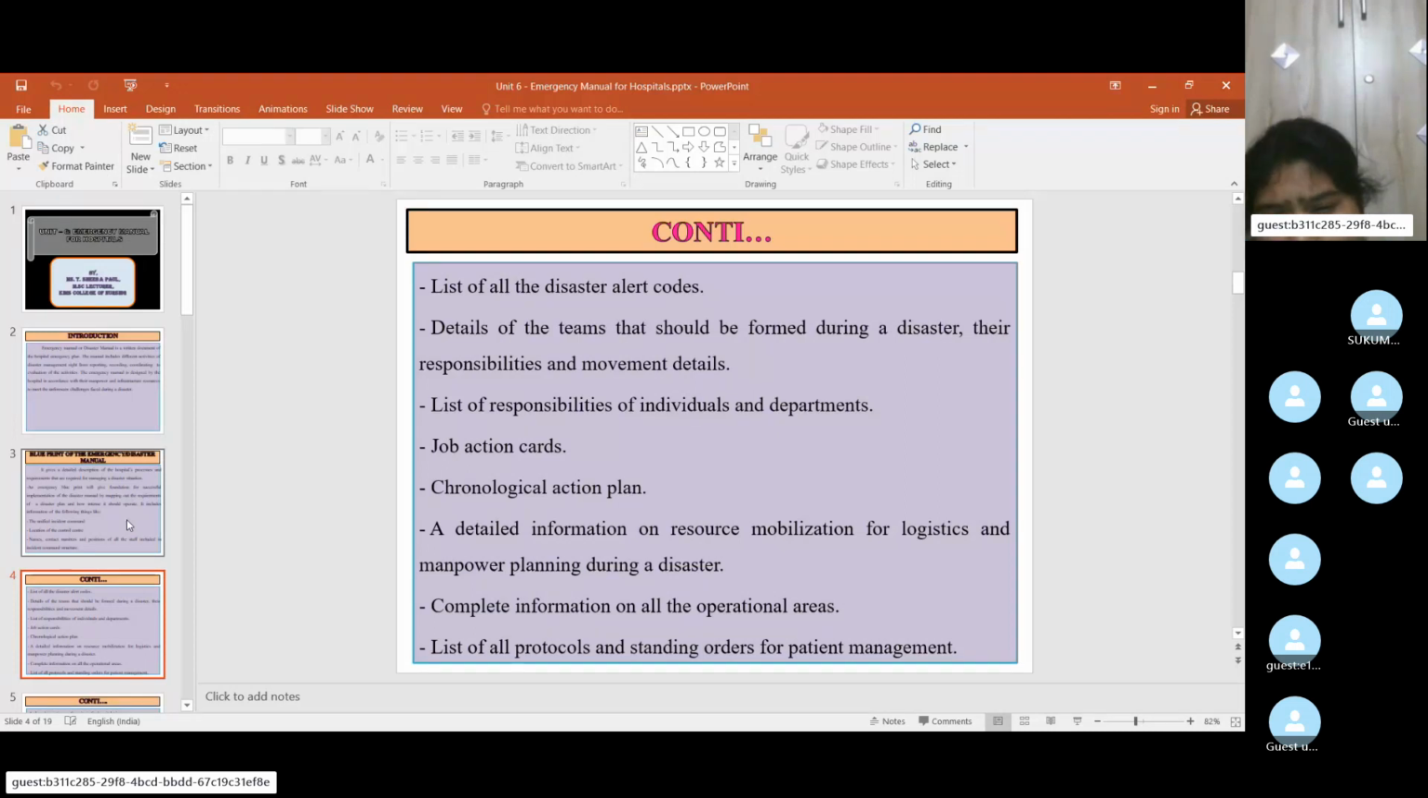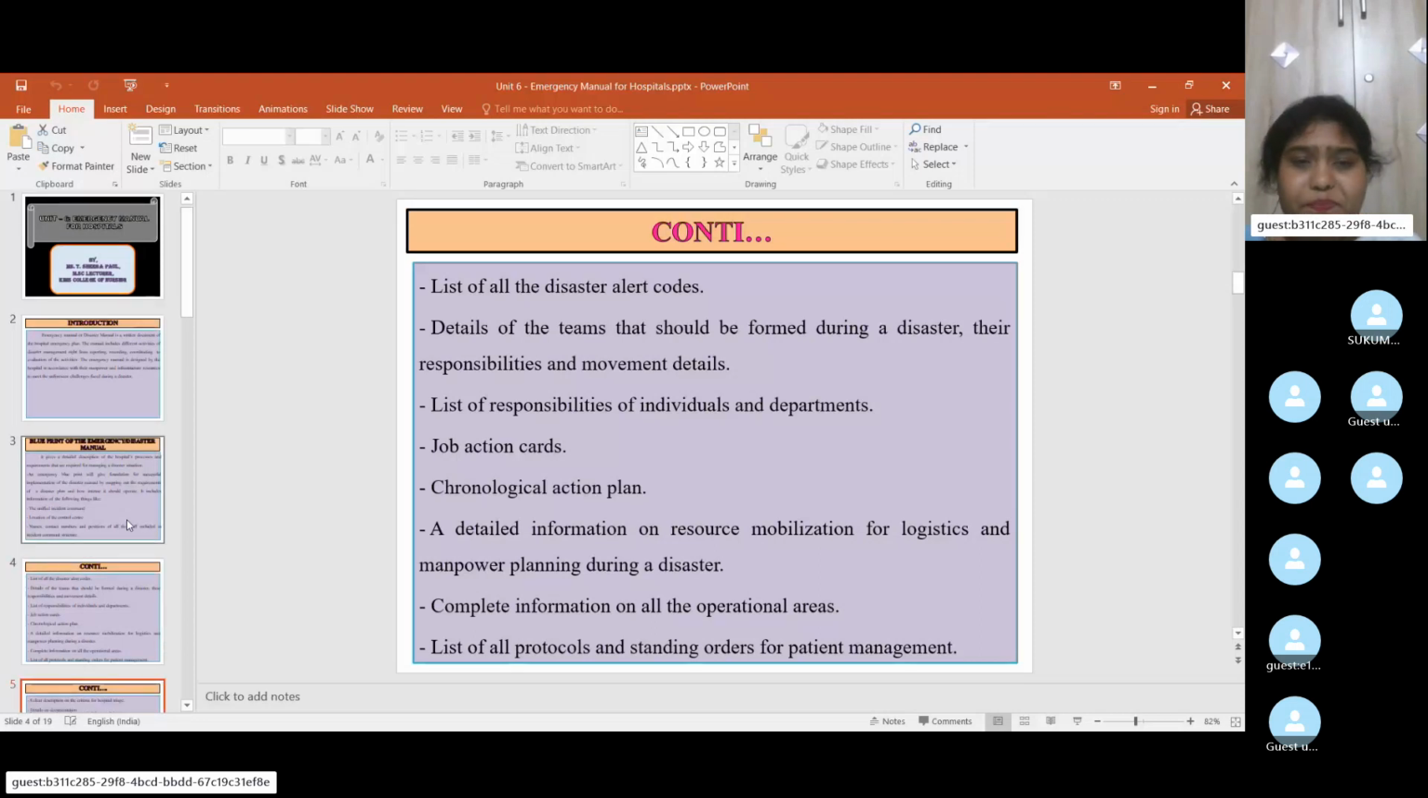Next, a list of all the protocols and standing orders for patient management. The whole hospital should be ready to receive the casualties, and they should provide need-based care based on the protocol of the hospital, because they don't have any right to do anything on their own. Everything should go according to the norms, rules, regulations and priorities of the hospital.